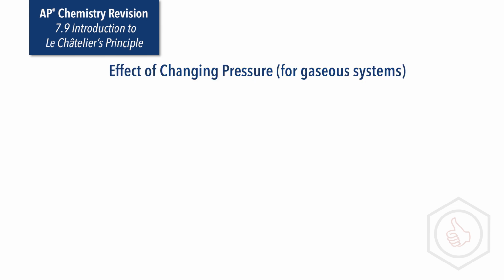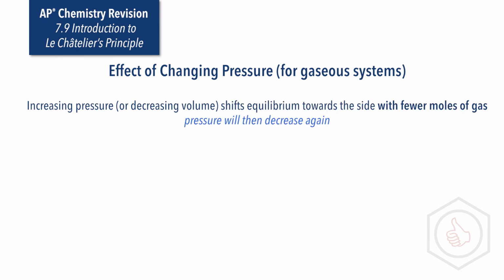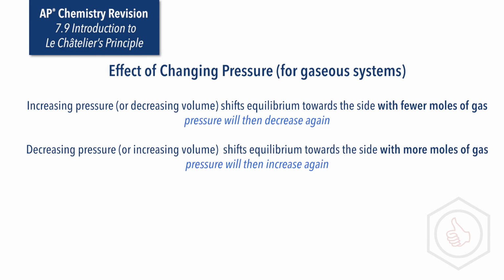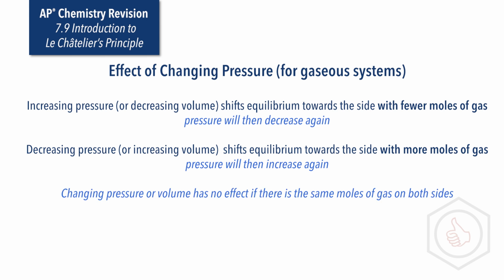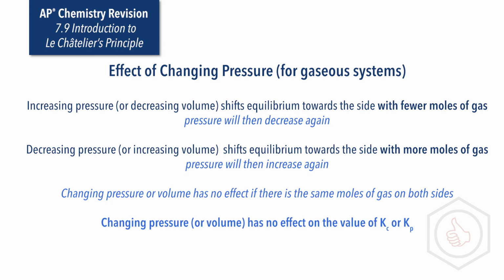Changing pressure for gaseous-based systems. If a gaseous-based equilibrium system has its pressure increased, the equilibrium will shift towards the side that produces the fewest moles of gas. Equally, decreasing the pressure will shift the equilibrium towards the side that produces the most moles of gas. If the moles of gas produced by both reactions are the same, changing the pressure will have no impact on the equilibrium position. Notice again that change in pressure will have no effect on the value of Kc or Kp, because only temperature changes the value of the equilibrium constant.